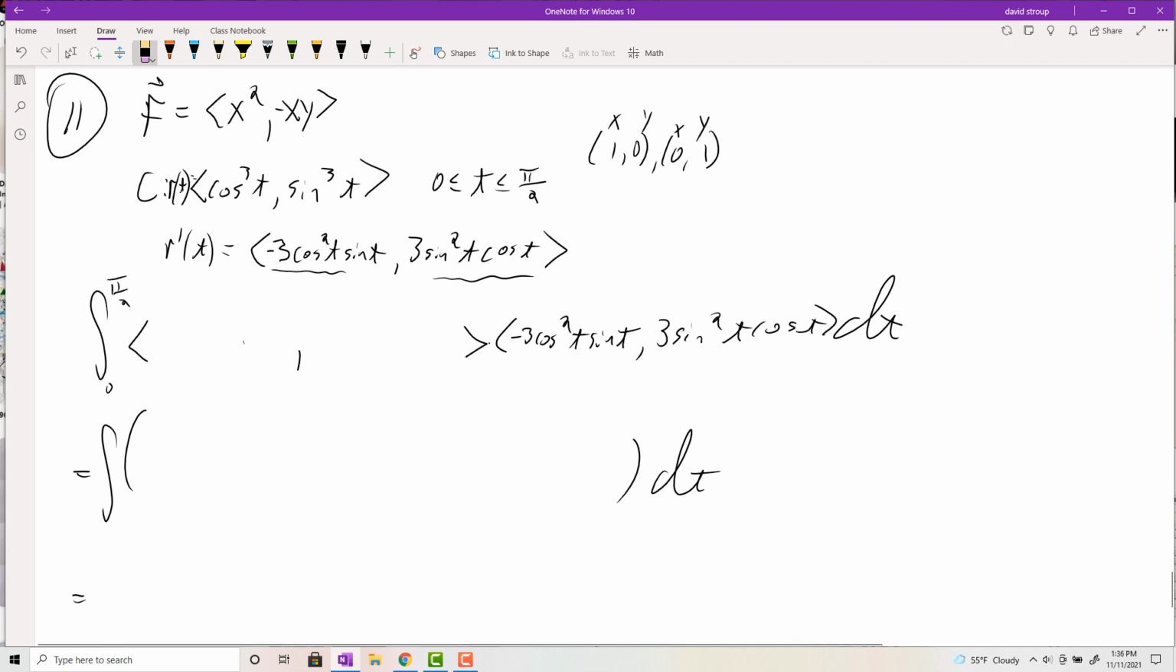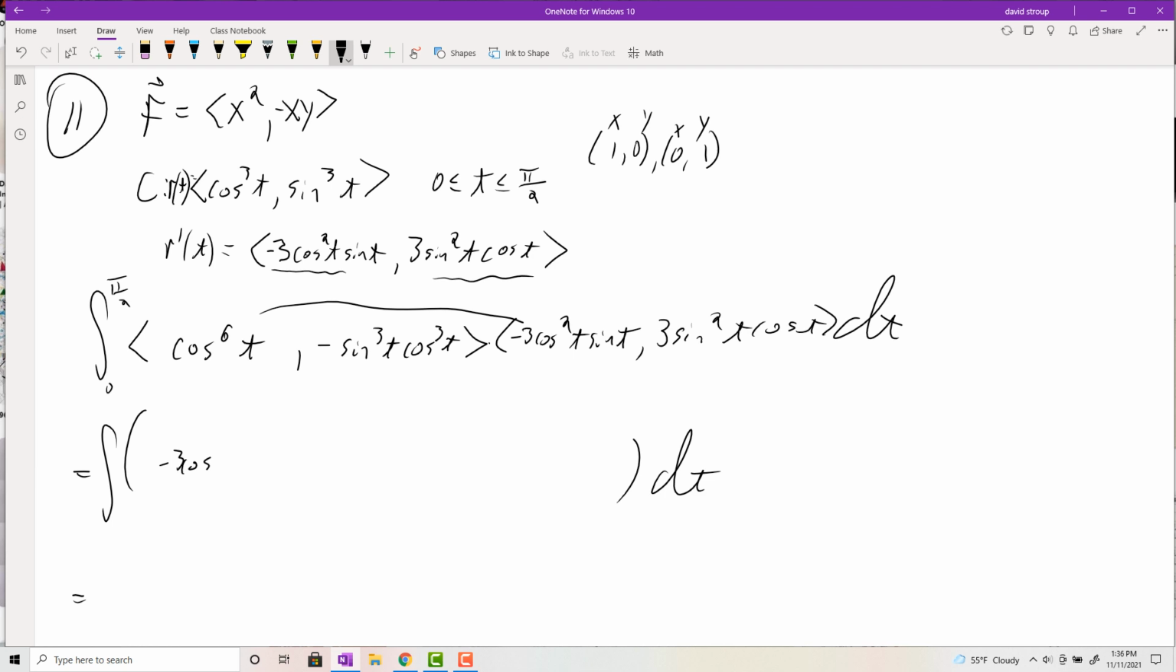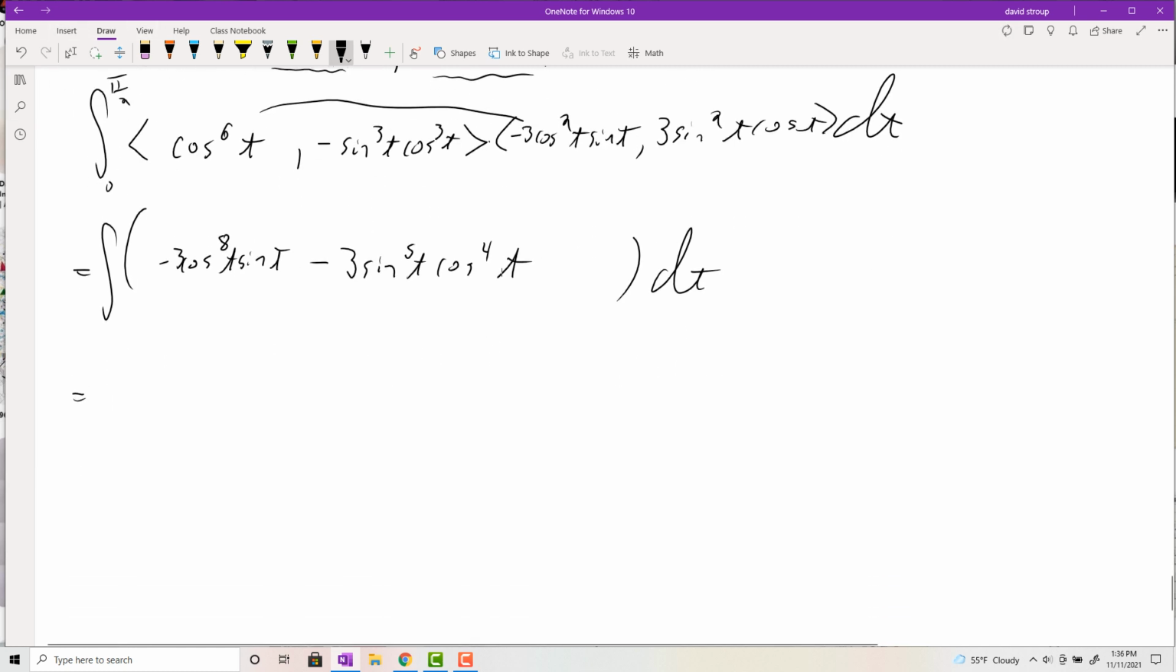All right, so the first one, putting in cosine cubed, I'll make that a cosine to the 6th t, and then it'll be negative sine cubed t cosine cubed t. Now taking a dot product, you get -3 cosine to the 8th t sine t, and then minus 3 sine to the 5th t cosine to the 4th t.